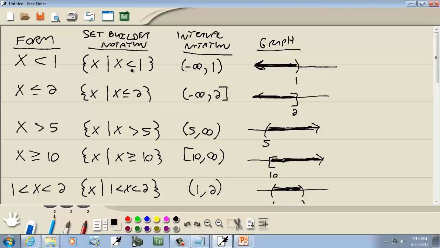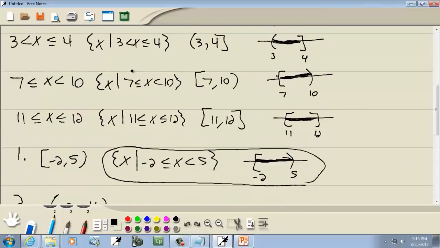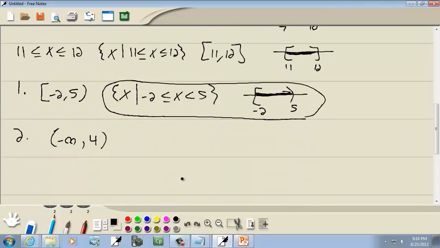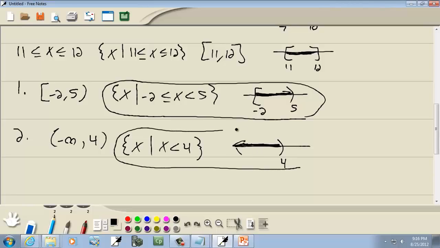Set builder would look like this. And instead of a 1, we're going to have a 4. So this would be x such that x is less than 4. And if I looked at my graph up there, I'd have parentheses on a 4, parentheses on a 4. It's shaded to negative infinity because it's going to negative infinity, like that. And those would be our answers.